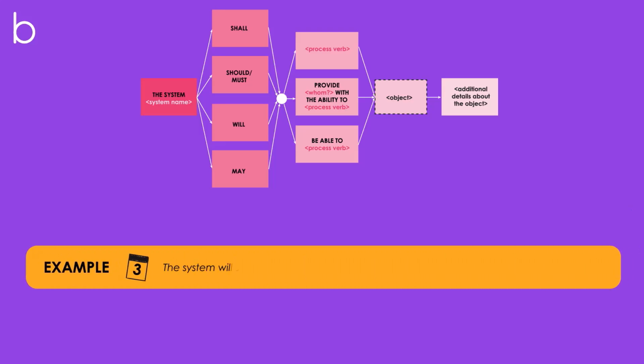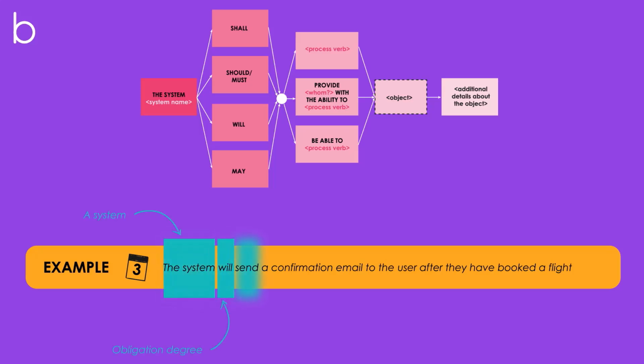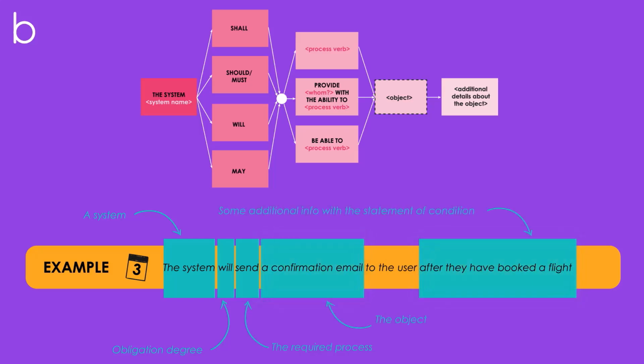The system will send a confirmation email to the user after they have booked a flight. With that example, we are providing a smooth obligation with the word will. That means that this requirement is less required from the project team and might be reprioritized later.